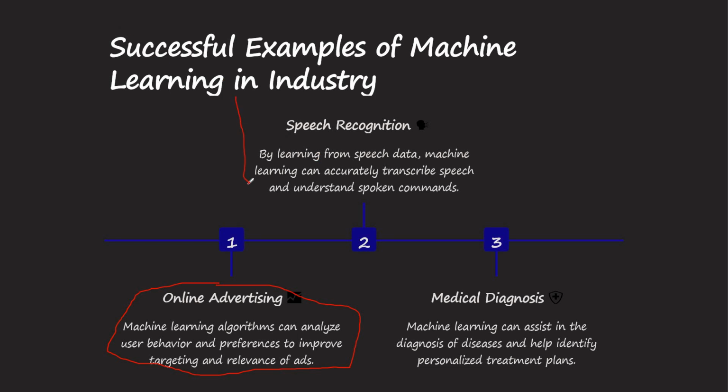Now what is speech recognition? Speech recognition is used for speech to text, or to take commands from humans. Like when we say, hey Siri, what is the time? Hey Alexa, what is the weather today? So how is it happening? Because Alexa has the property of speech recognition. So speech recognition is one of the successful examples of machine learning.